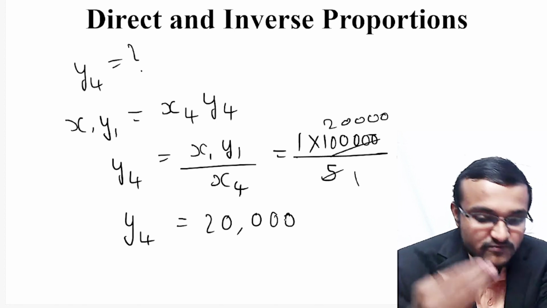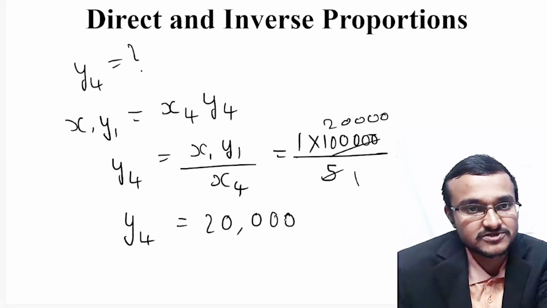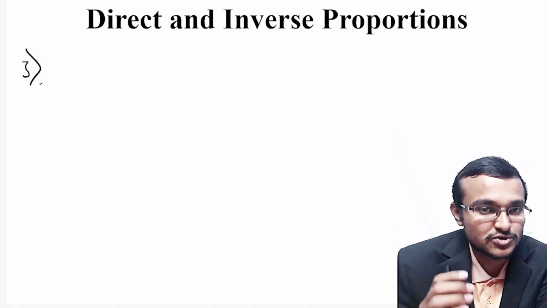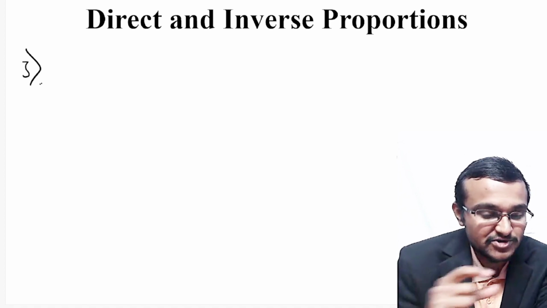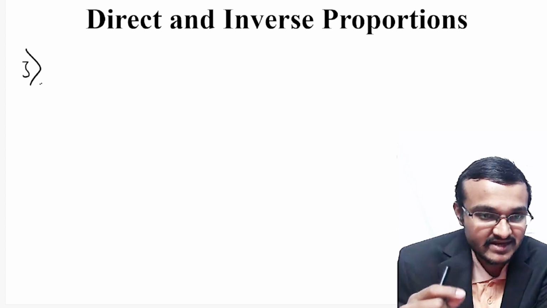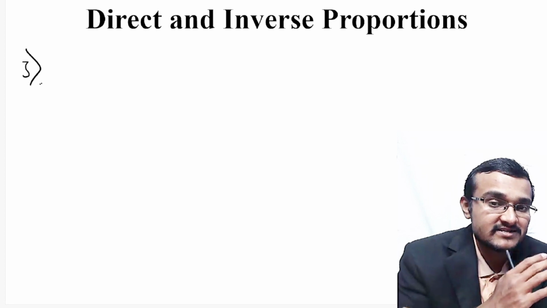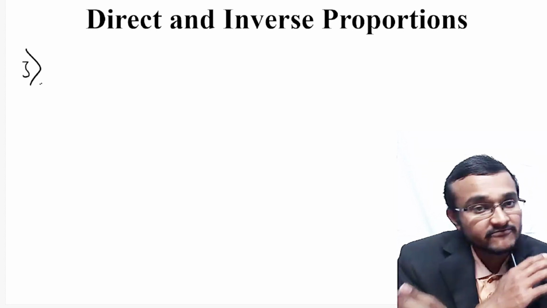Similarly, you can find out y5, y6, y7 values. So coming to the third question, here also they are asking a particular question. Here also they have given a table and you have to fill that particular table. Here one particular student is trying to keep a different number of spokes in a wheel.